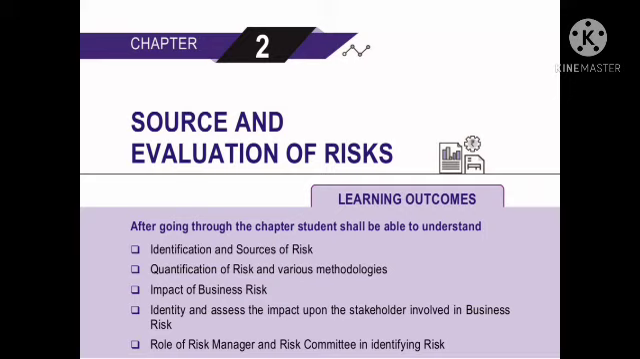Consequences scale. Example: level, consequence, description. 4, severe, financial losses greater than 5 crores. 3, high, financial losses between 1 to 5 crores. 2, moderate, financial losses between 10 lakhs to 1 crore. 1, low, financial losses less than 10 lakhs. Ratings vary for different types of businesses.